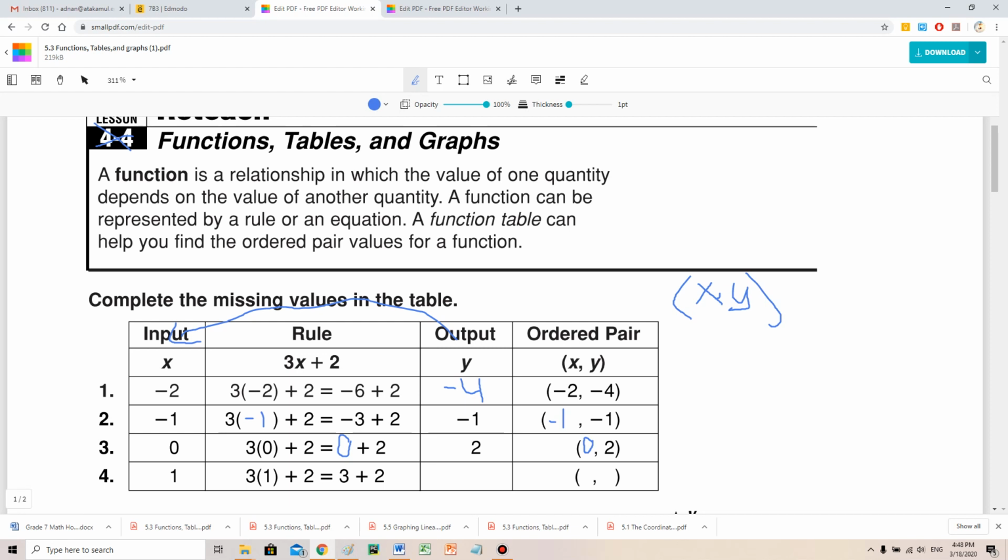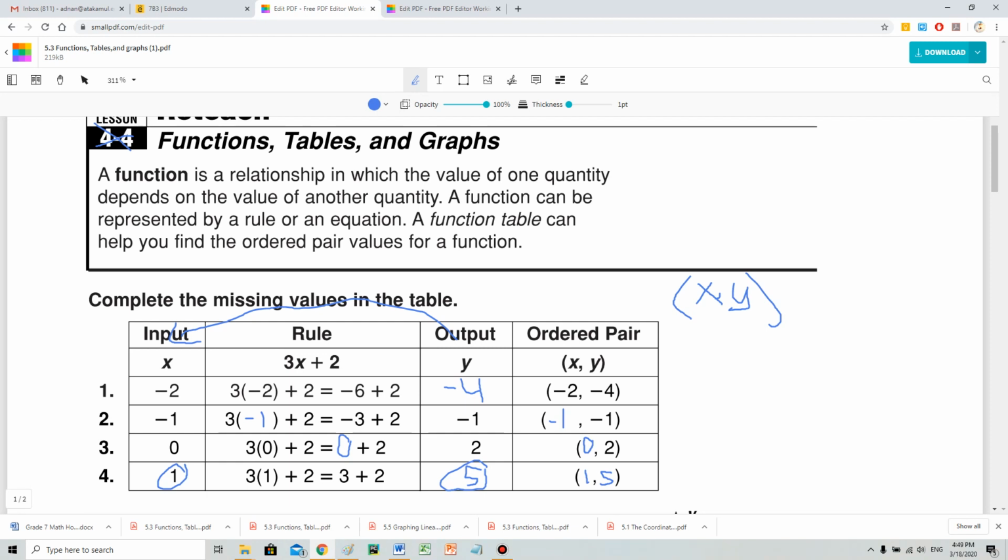Okay, the last one over here is we have 1. So we substitute the 1 over here. Notice how they put parentheses. We get 3 times 1 plus 2. So multiplication first. 3 times 1 is 3. 3 plus 2 is 5. So now we get our ordered pair, our x value and our y value, and we get (1, 5). And these 4 points over here, we can plot them on a coordinate plane.